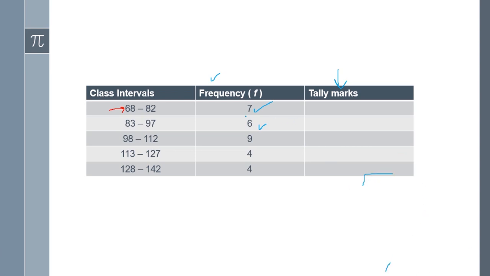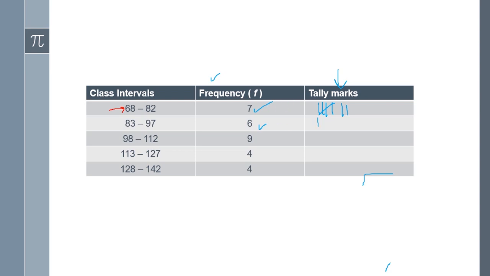for the case of 7 here, how do we draw the tally marks? 7 is greater than 5, so we draw 1, 2, 3, 4 vertical lines, and the 5th line will be across the previous 4 lines. That is a little slant line there. So this is a pair of 5, and what number is left? 2, so we have to draw 2 vertical lines more. So this is the tally mark for the frequency of 7.